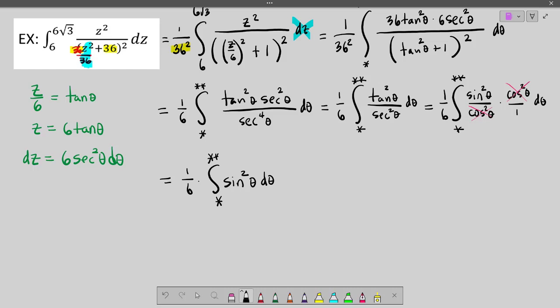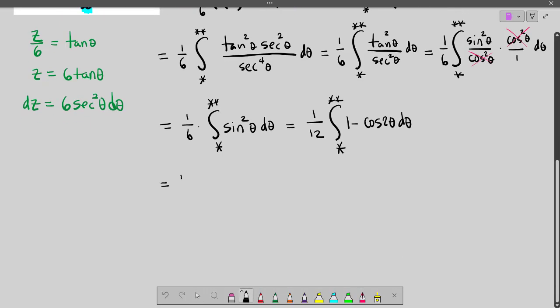How do we integrate sine squared? Reduction. Reduce the power. So that's going to be 1/12 integral with placeholder limits, 1 minus cosine of double theta. So sine has the negative, cosine has the positive when you're doing that power reduction. Remember, there's a division by 2, which is why the 6 became a 12. The division by 2 can be factored to the front.